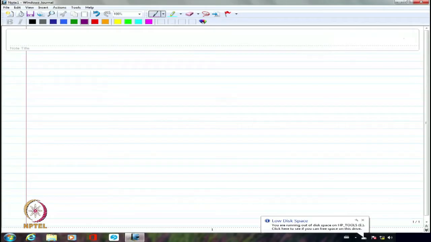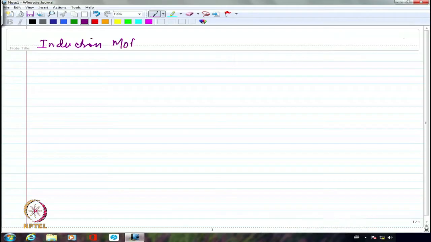Let's now start on the induction motors. I'll try to recall what we did earlier. We basically looked at the constructional features of the induction motor. We looked at the principle of operation of the induction motor, before which we said what is a revolving magnetic field and how it is created.